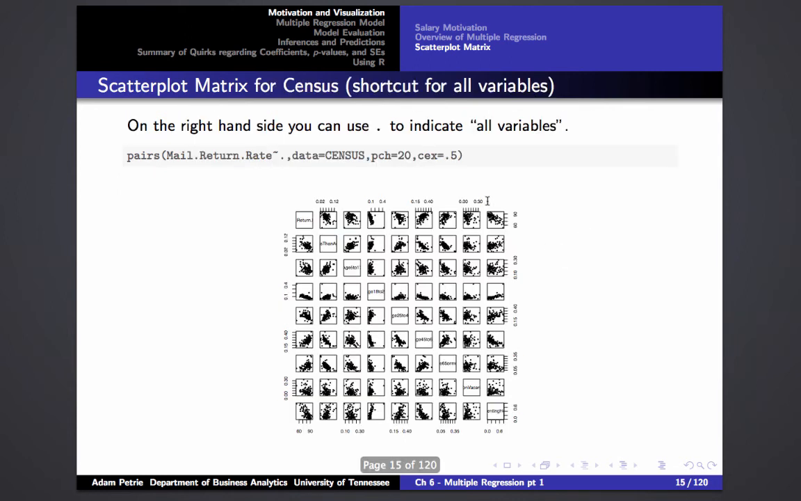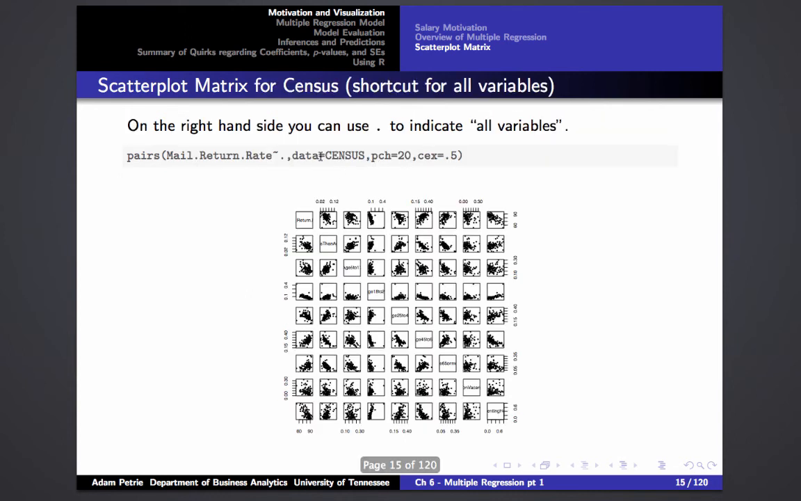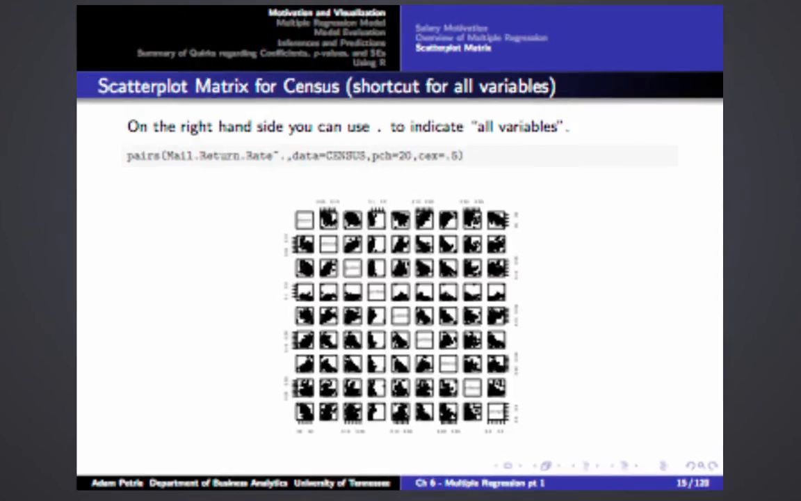The census data set is something we've also talked about, trying to predict the fraction of households that respond to the census form when it's actually due. And in this case, there's so many different variables that actually typing out every single variable separated by a plus sign is inefficient. R has a shortcut that says, okay, if you do twiddle and then a dot, that implies, okay, I want to use every single variable in my data frame. So male return rate twiddle dot is going to make the scatterplot matrix showing how the male return rate varies with every predictor in this data set. And in this case, there's so many predictors that we really can't quite tell what's going on.